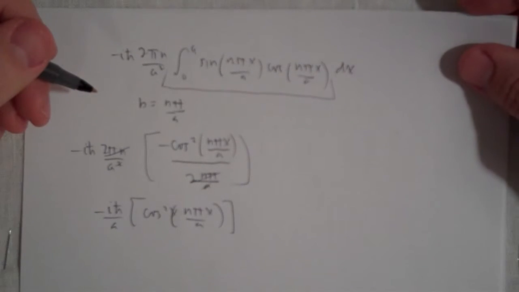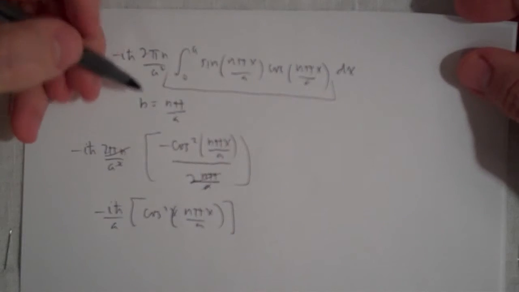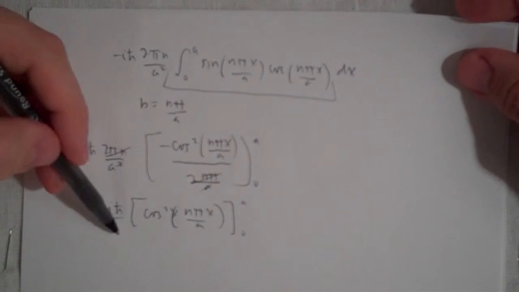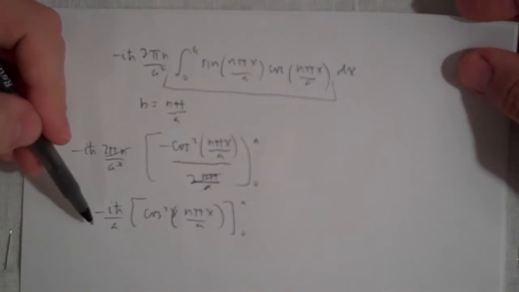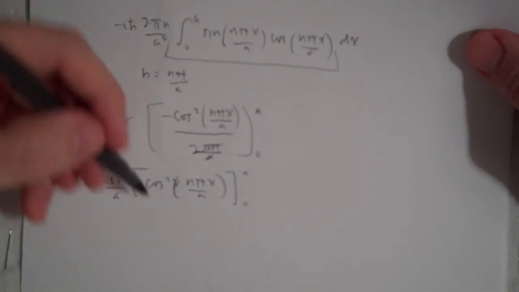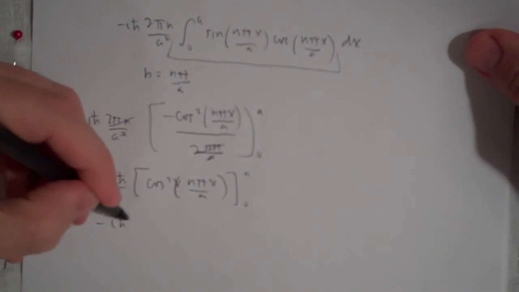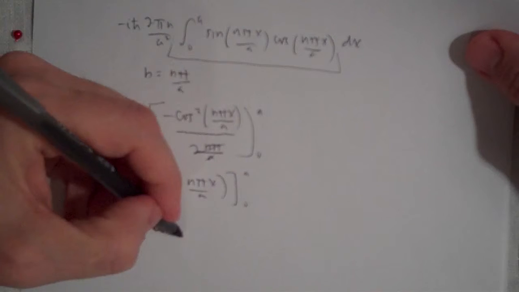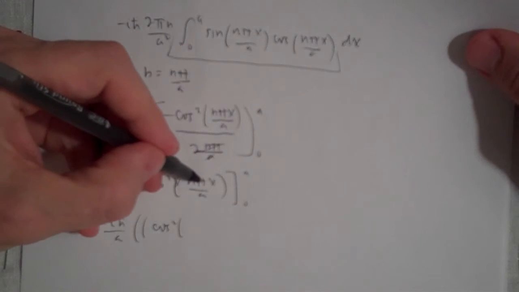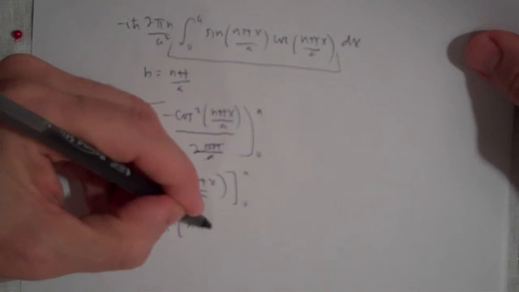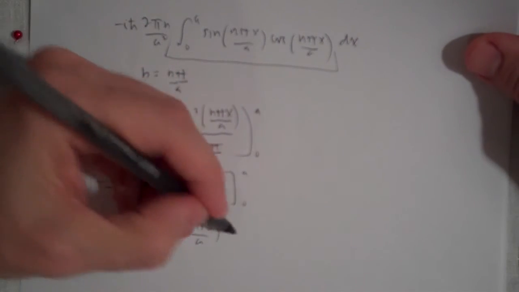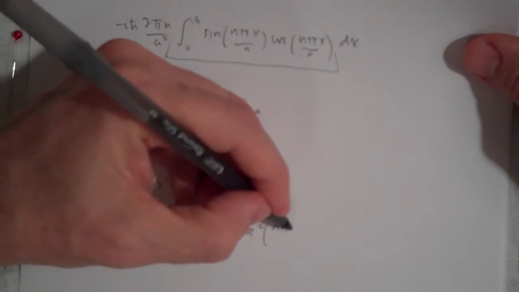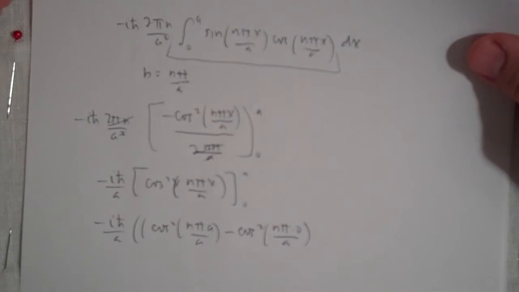And this is from, forgot to say this, from a to 0. From a to 0, maybe that's where this is going to come out. It still doesn't come out, does it? Alright, so minus i h bar over a cosine squared n pi a over a, minus cosine squared n pi 0 over a. Okay.